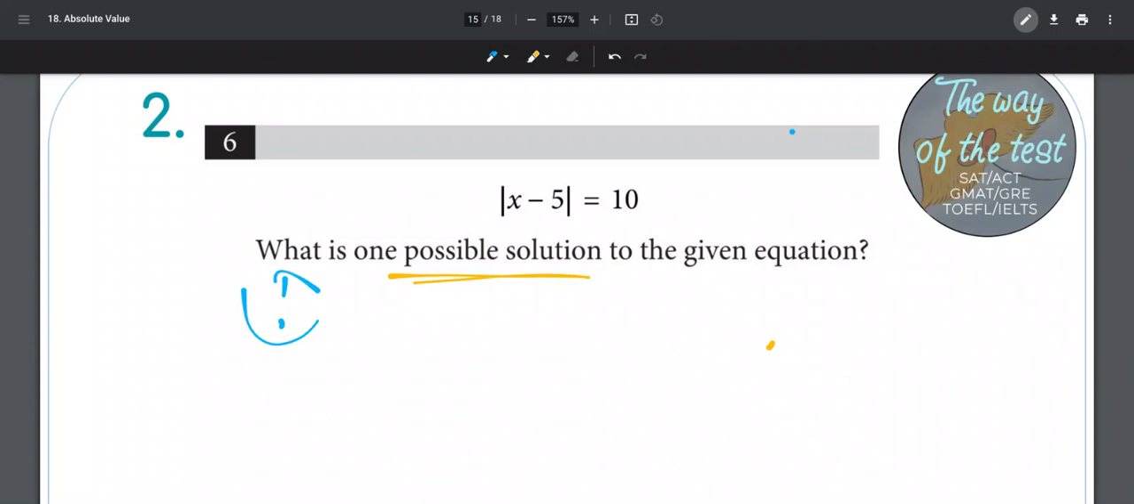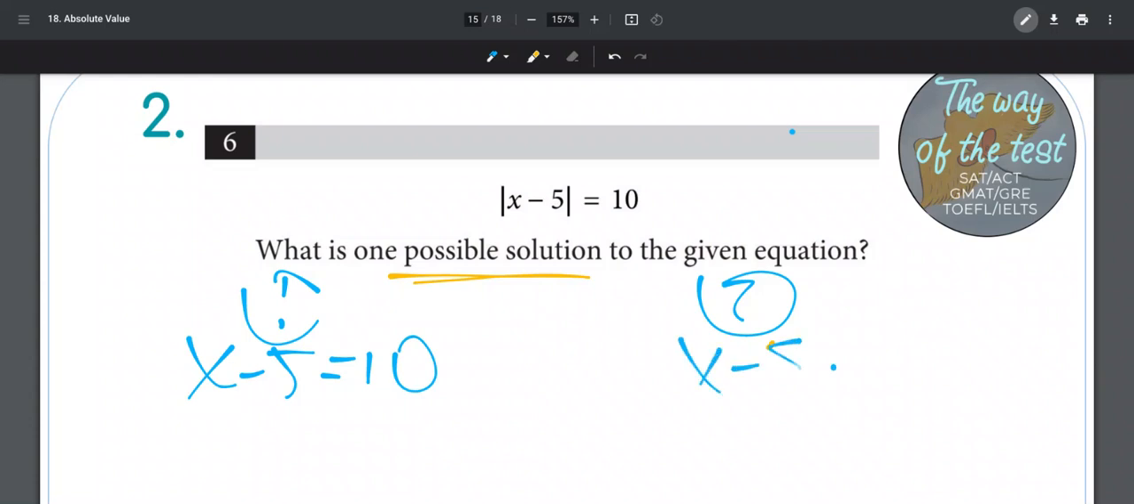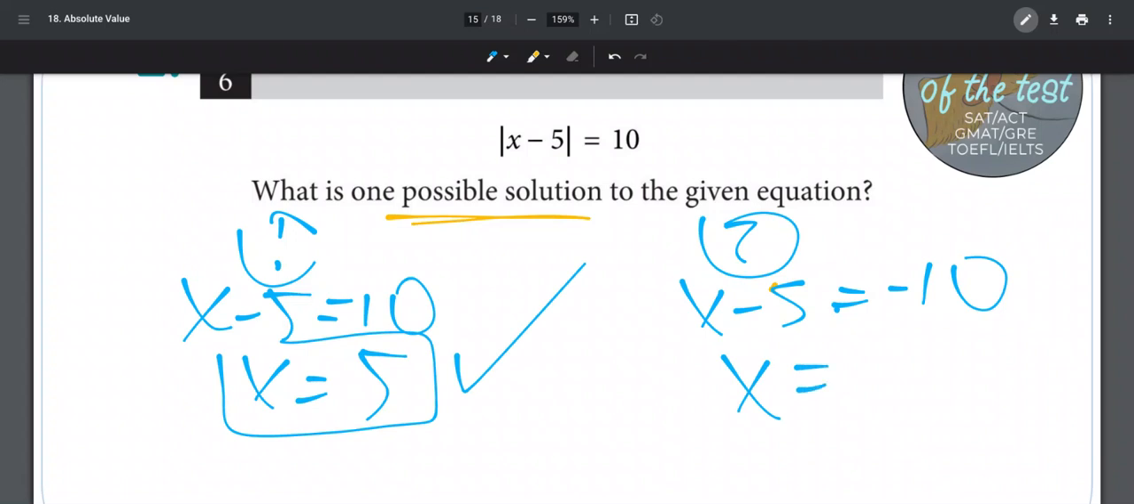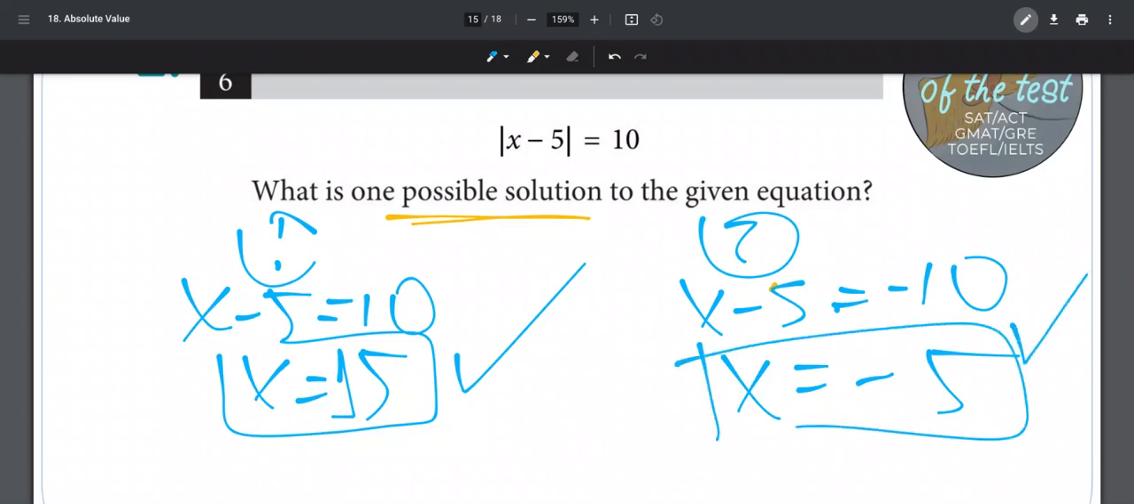So I'm going to put case 1 and case 2. Case 1, the positive: x minus 5 is equal to 10. Case 2 is the negative: x minus 5 is equal to negative 10. If I finish solving this, x is going to be equal to 15. Sorry, 10 plus 5 is 15, which is one solution. And in the second case, x is going to be equal to negative 5, which is another solution. Both are correct solutions, so you can just focus on one and solve for one.